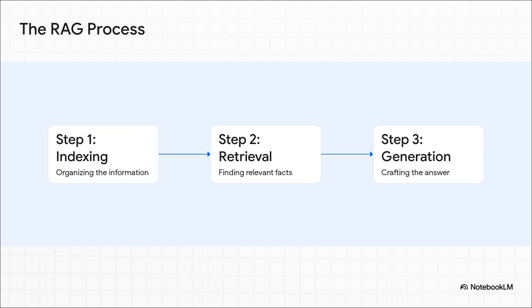This is all part of a process you might have heard of called Retrieval Augmented Generation, or RAG for short. Now, RAG has a few steps. There's indexing, which is organizing the data, retrieval, which is finding the right stuff, and then the part we're diving into today, generation. And yep, that's exactly what it sounds like. It's where the AI actually sits down and writes the answer.